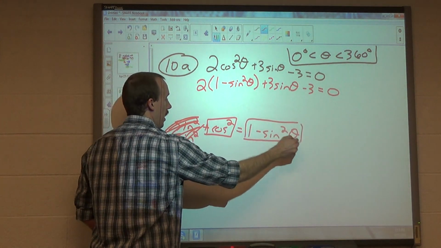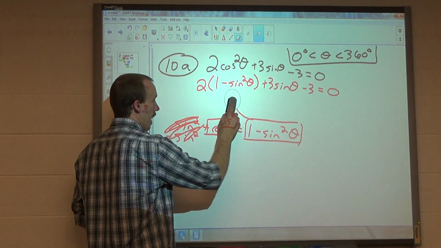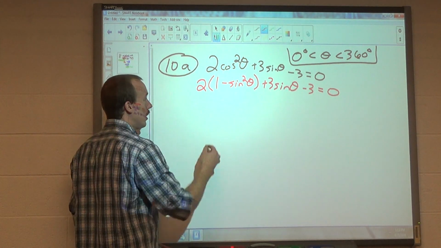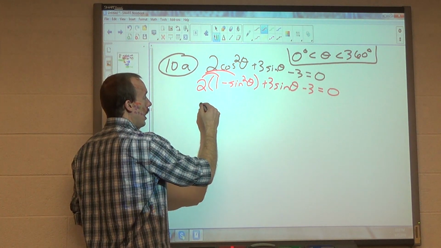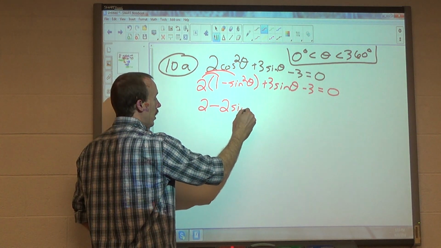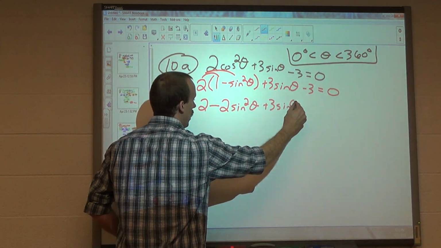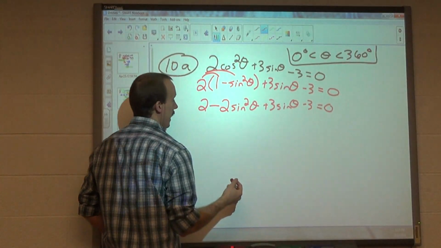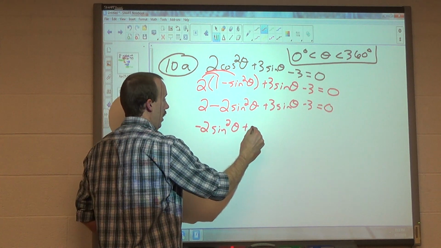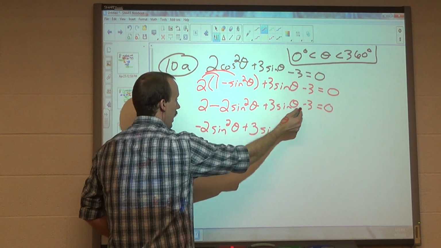So I just took this and replaced it in here. And then once I've done that, do I now have everything in sines? Okay, can I then solve this? I have a 2 minus a what? A 2 sine squared. Everything else comes down. Combine like terms. I'd add that 2 to the what? Negative 3. What's a 2 and a negative 3 give me here?